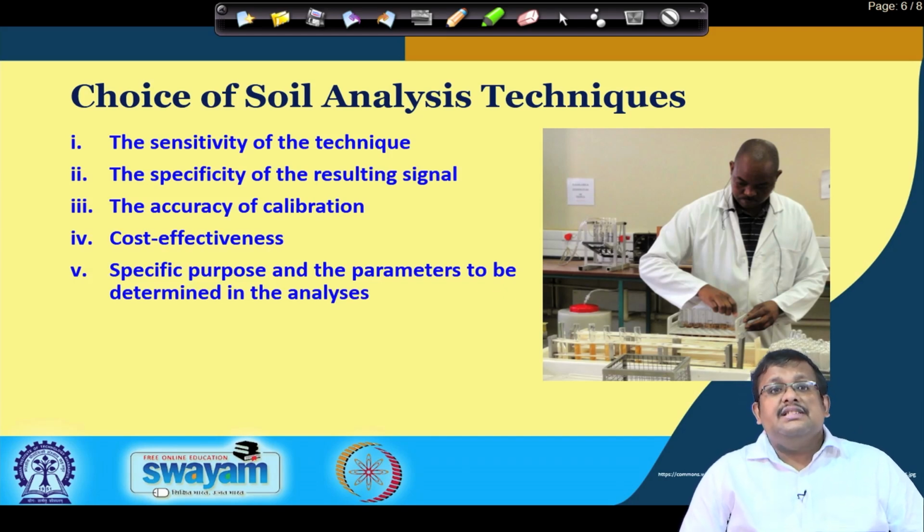The fifth one is the specific purpose and the parameters to be determined in the analysis. So, this is another very important factor. All these 5 factors are important to make a choice of soil analysis technique. So, you cannot neglect any of them while selecting a technique for soil analysis.